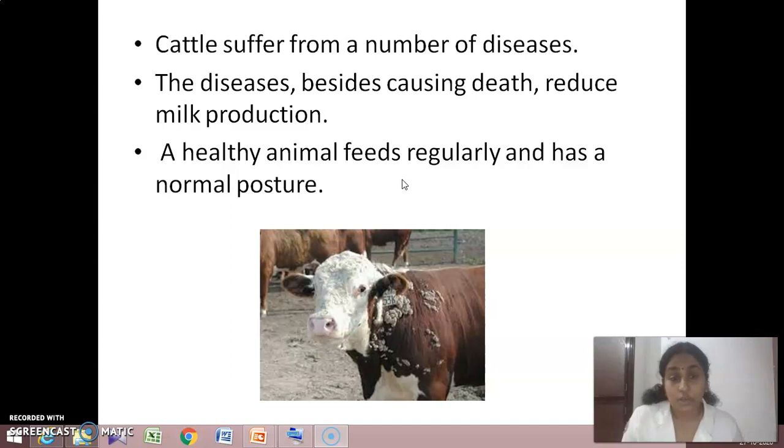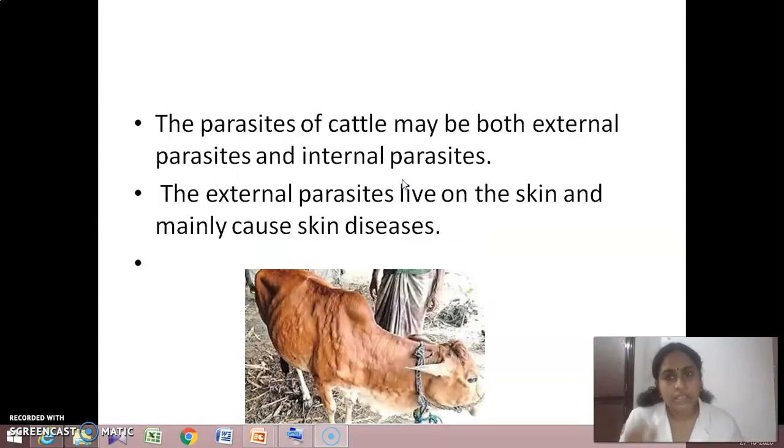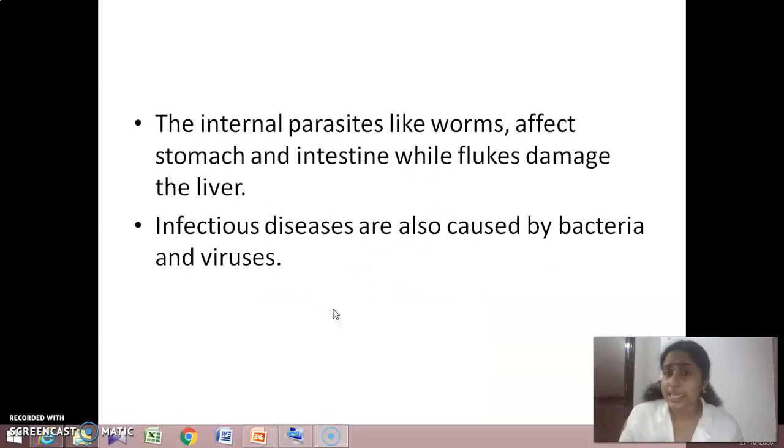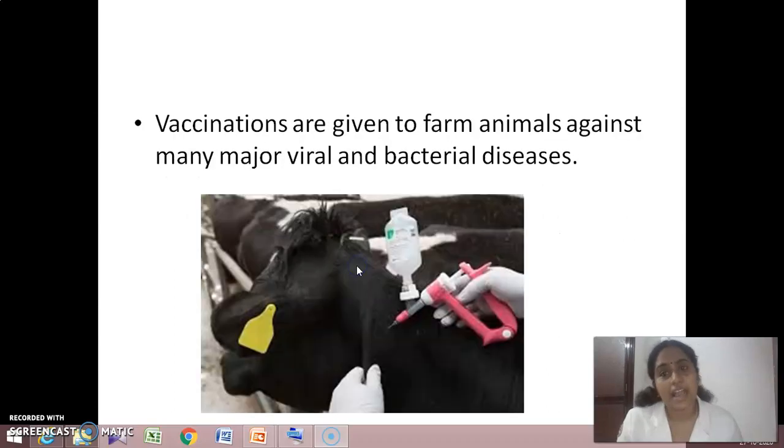The healthy animal feeds regularly and has a normal posture. The parasites of cattle may be both external and internal. The external parasites live on the skin and mainly cause skin diseases. Whereas the internal parasites like worms affect stomach and intestine, while flukes damage the liver. So infectious diseases are also caused by bacteria and viruses. So how can we get rid of this? By proper vaccination. Vaccinations are given to farm animals against major viral and bacterial diseases. So that is about cattle farming.